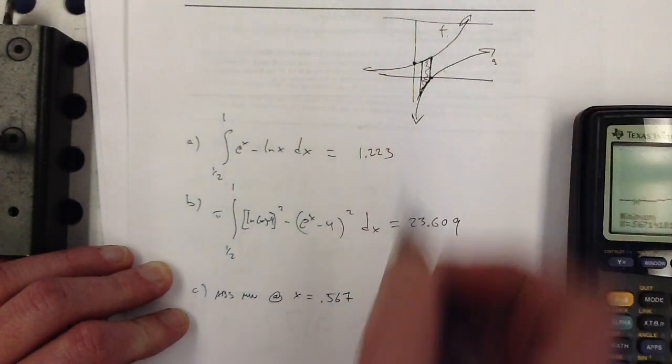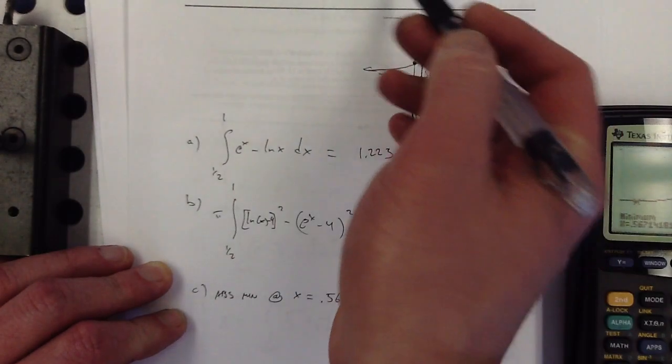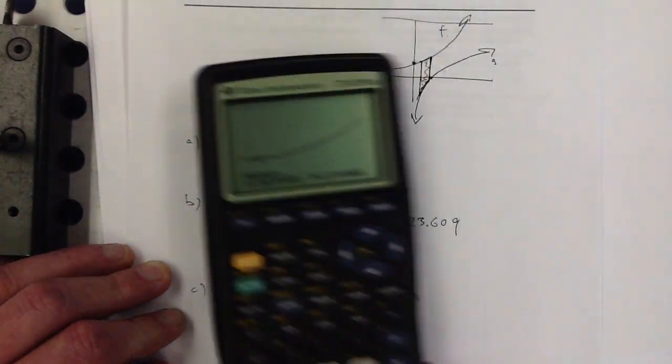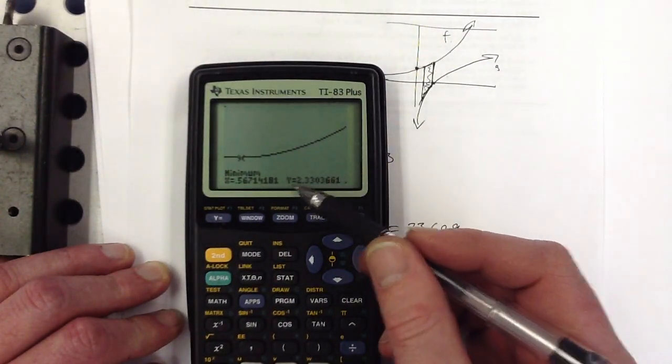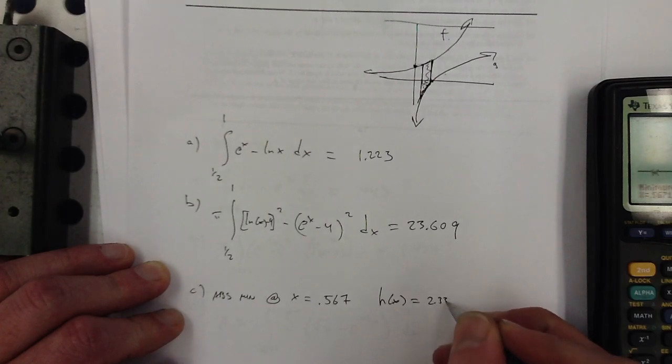But they want the value of the function, right? Remember these, you got to watch out which they're asking for. They're actually asking for the value. The function is 2.330.